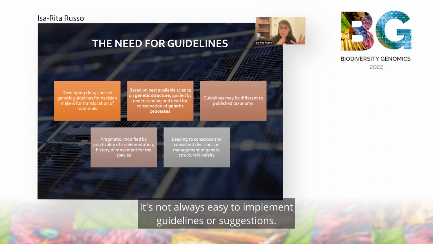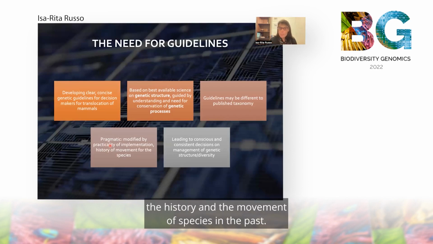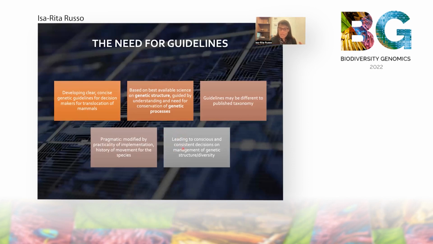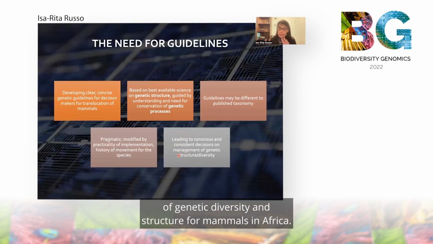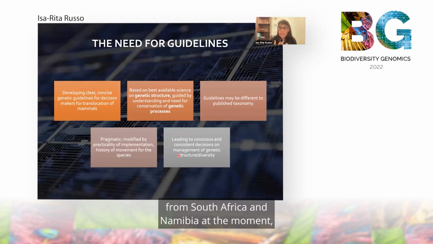It's not always easy to implement guidelines or suggestions. So we had to take the practicality into account, and also the history and the movement of species in the past. And this then led to concise but also consistent decisions in terms of the management of genetic diversity and structure for mammals in Africa. The work that we've done thus far only focuses on Southern Africa, therefore we only have partners from South Africa and Namibia at the moment, but the idea is to widen the project at a later stage and include other African countries as well.